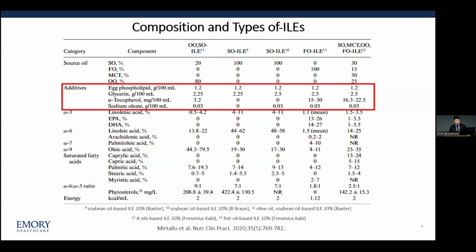The third ingredient, alpha tocopherol, is a bioactive form of vitamin E that acts as an antioxidant protecting the liver from oxidative damage. The last additive, sodium oleate, helps maintain ILE pH between the range of 6 to 9. This is specified by the USP Chapter 729.